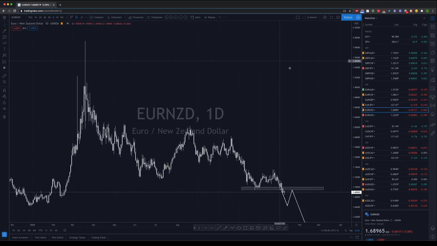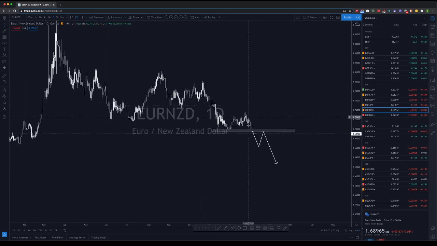EURNZD, I'll just update this, but this is the same analysis from last week. So we had a break of the level, right? So now we're just waiting to see continued momentum down, come back up to retest, and then probably look for further short positions, right? So yeah, I'll just be keeping an eye on this, right?